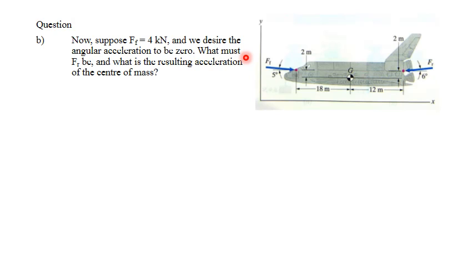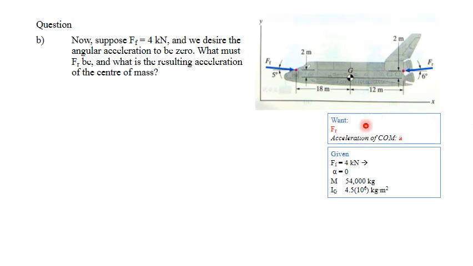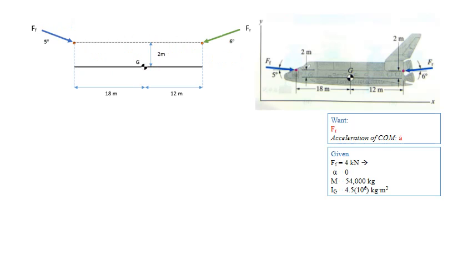So, once again, we're going to just identify what the question's asking for and what we've been given. The question wants us to find Fr, given that the angular acceleration is 0, and we also want to find the acceleration of the center of mass. Free body diagram. Let's get into it. Once again, the first step is going to be to draw the free body diagram. Once again, we are ignoring the weight force as the question told us to ignore gravity.